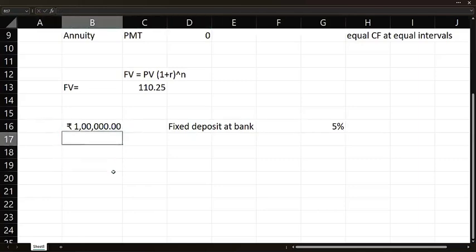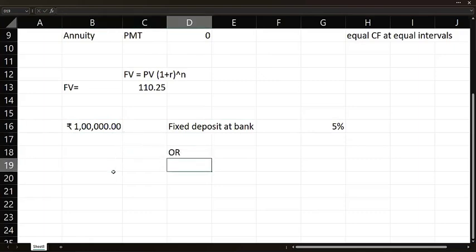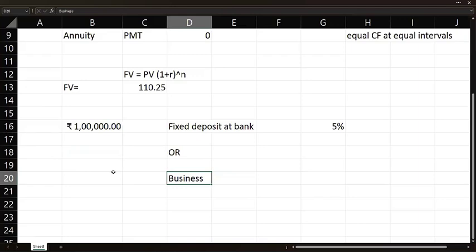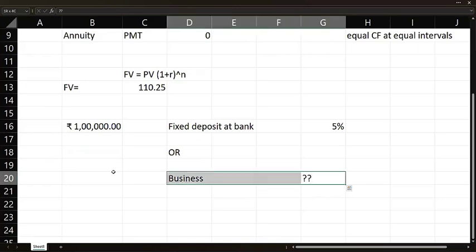And let's say you have another opportunity. Either you can keep it in a bank account or you can start your business. You can start a startup. You can get into your entrepreneurial journey using this same amount of money. So now I have a very basic question to all of you. If you're doing business, what is the expected rate of return that you will at least have from this business? How much rate do you want to earn at least out of this business?